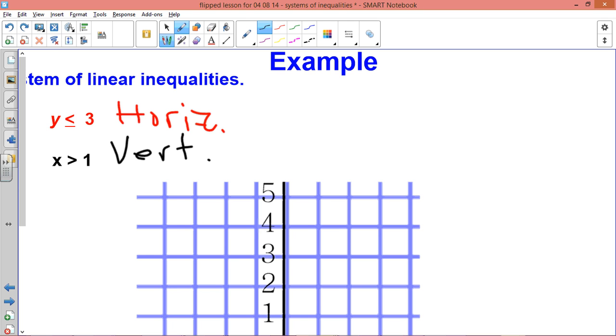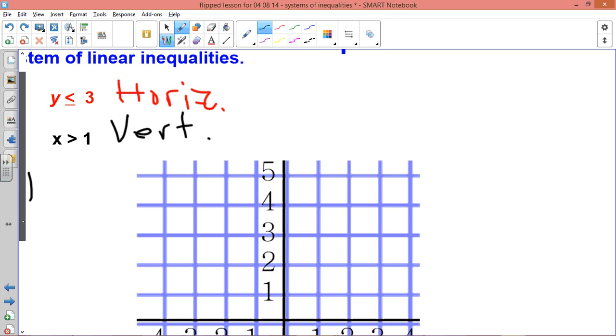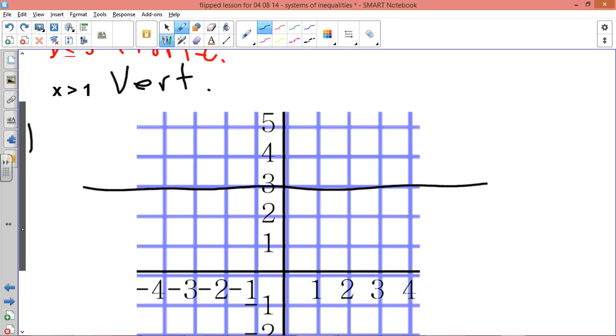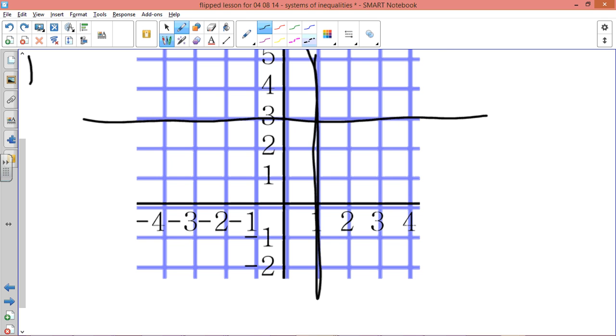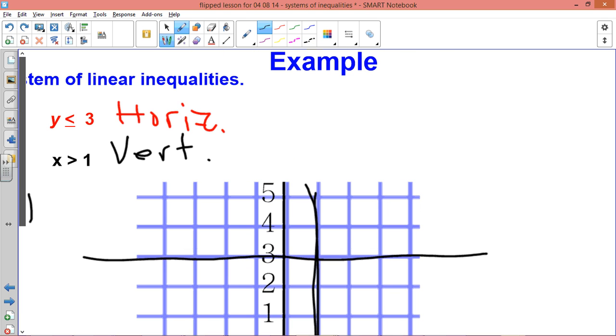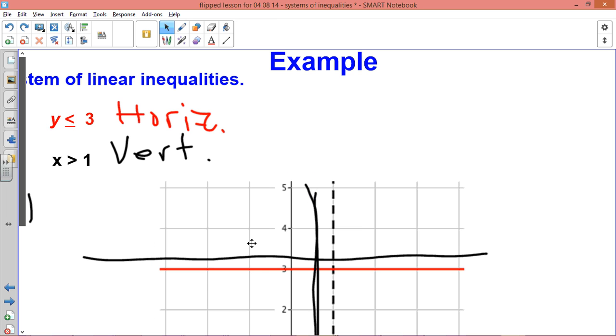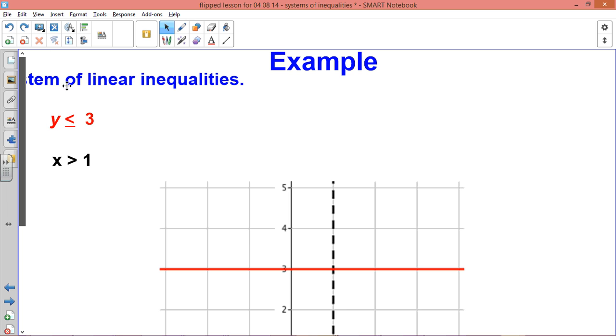And so let's just graph those real quick. The horizontal line will be at y equals 3, so it'll look something like that. The vertical line will be at x equals 1. It'll look something like this. And let's see what happens when I clear off my graph and see what's below it. Indeed, we do get something exactly like what I just said.